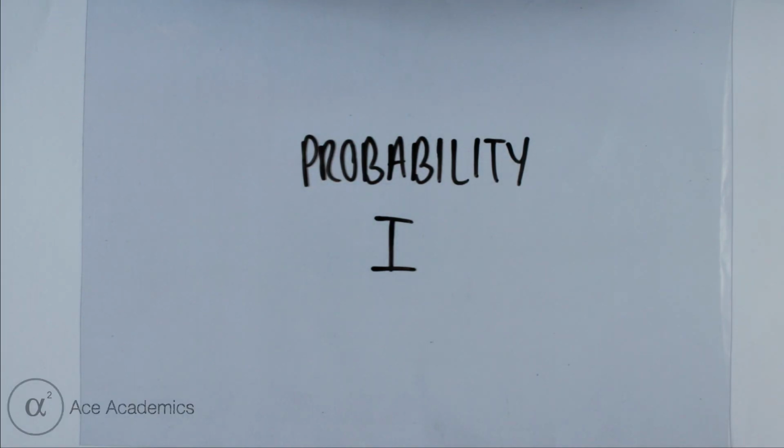The probability of an event occurring will always lie between 0 and 1, where 0 is an absolutely impossible event and 1 is a certain event. Let's move on to some probability notation.